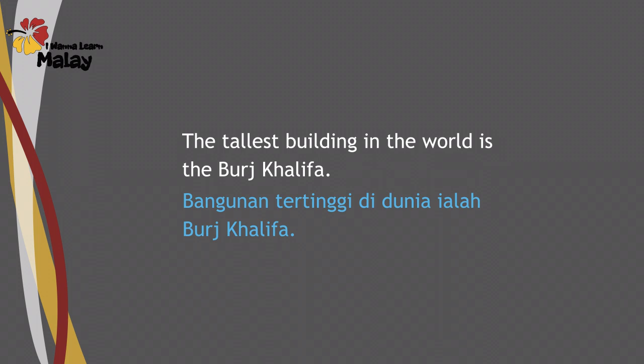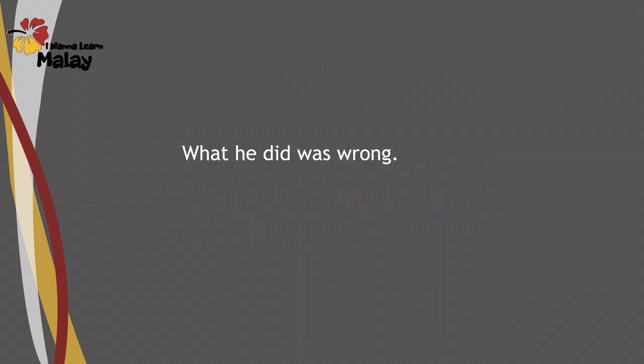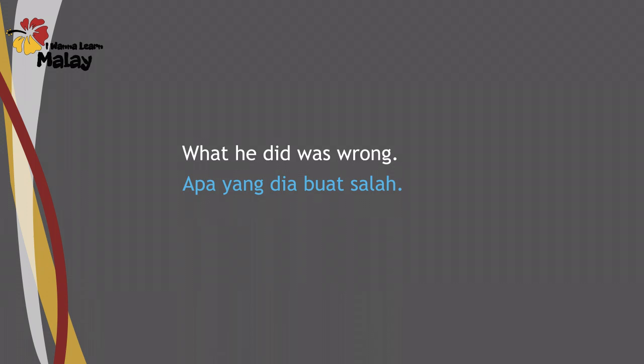So how would you say what he did was wrong? You can say apa yang dia buat salah. You can also add adalah here. Apa yang dia buat adalah salah. And that turns the statement into a more formal structure.